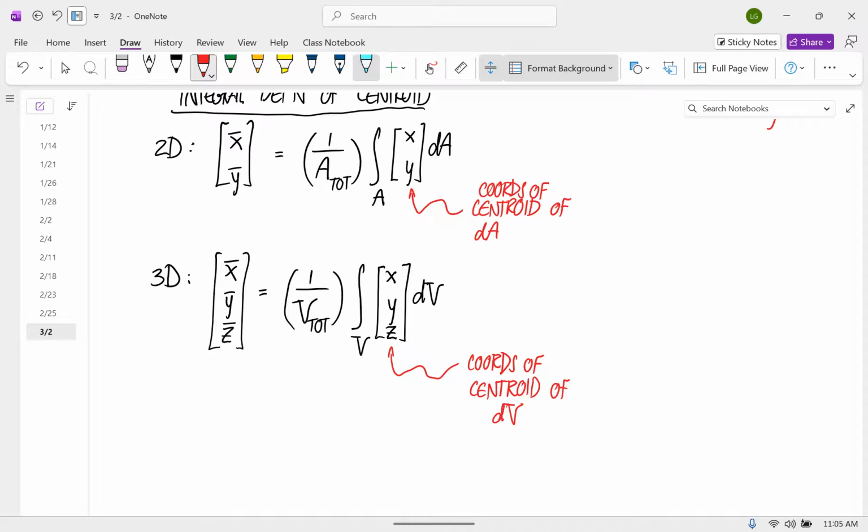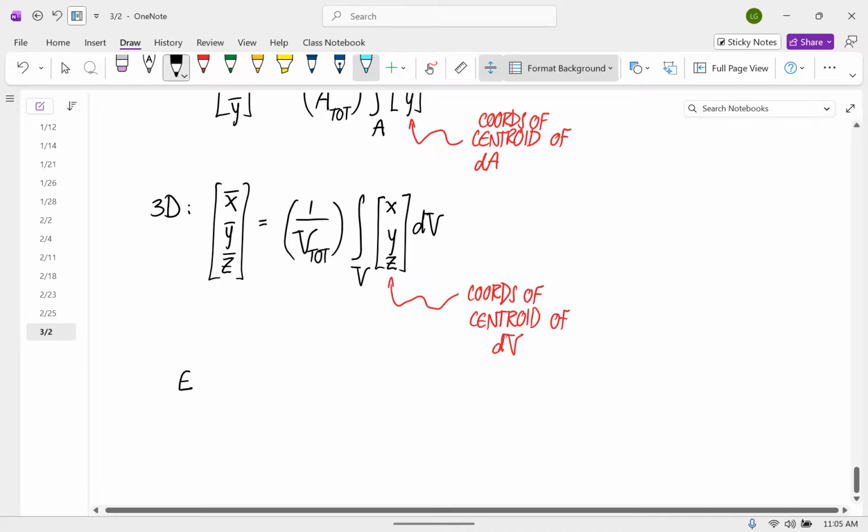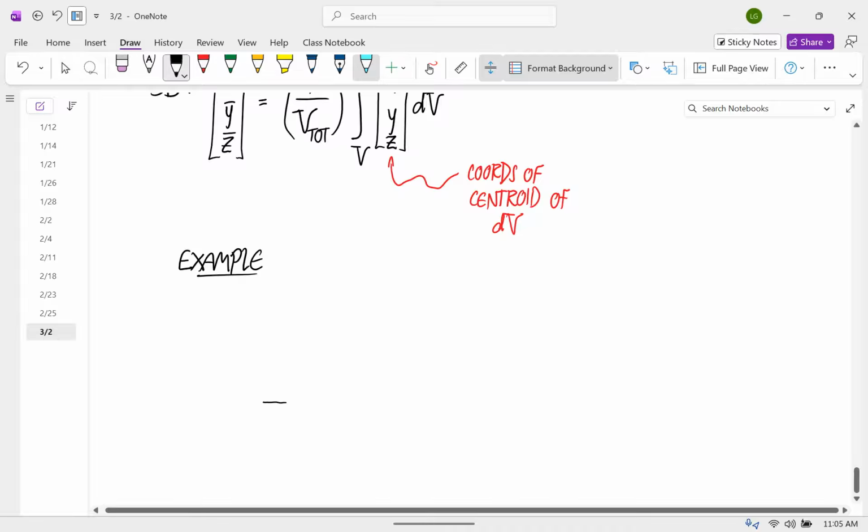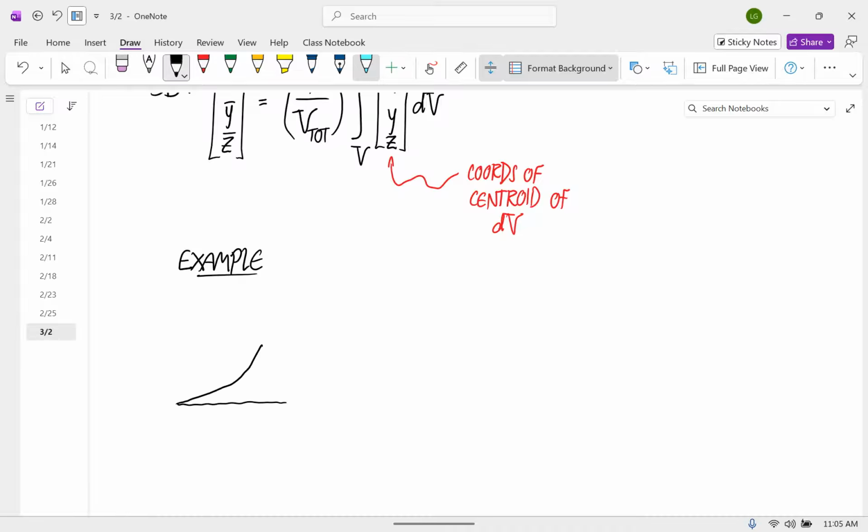Well, let's try this. Doing something on the fly like this is always a bad idea, but let's see if we can get through this. So let's figure out the centroid if the origin is here. And let's say that this is y equals x squared. And we want to find the centroid of the shaded region.